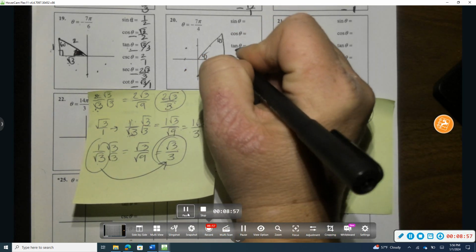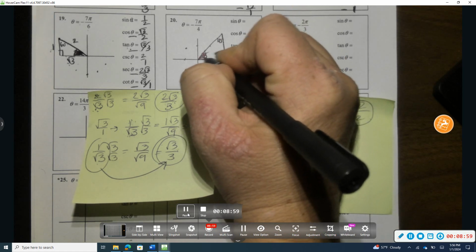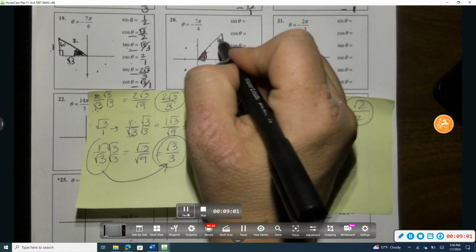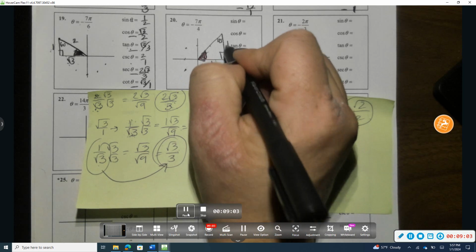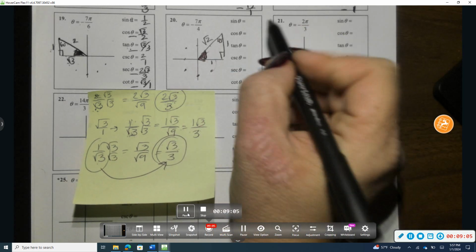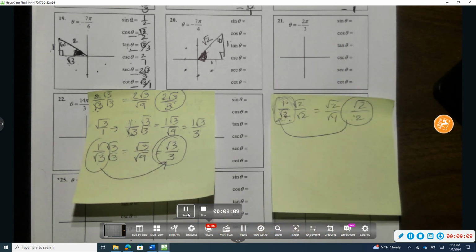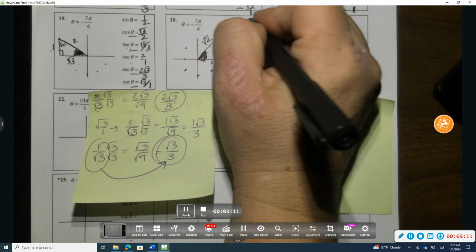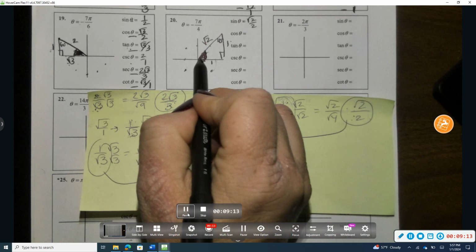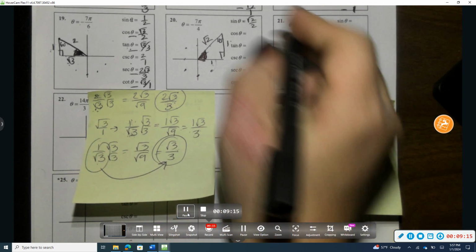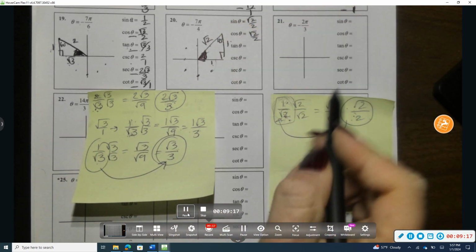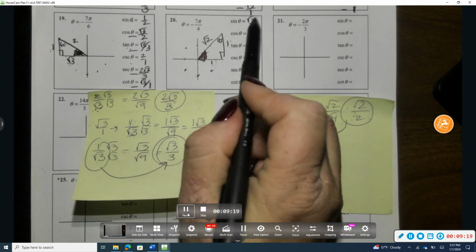45, 45, 90. This is the angle that I'm going to evaluate. Opposite of 45s will be 1s, and opposite of 90 will be the square root of 2. So sine is going to be opposite over hypotenuse. So 1 over the square root of 2 is correct, but it's not in proper form. And the same can be said for cosine, 1 over the square root of 2, but it's not in proper form.